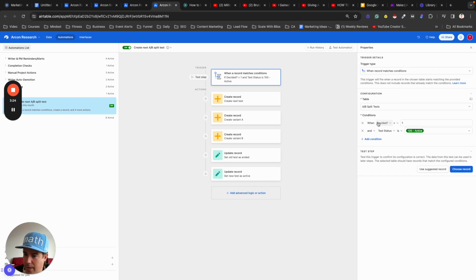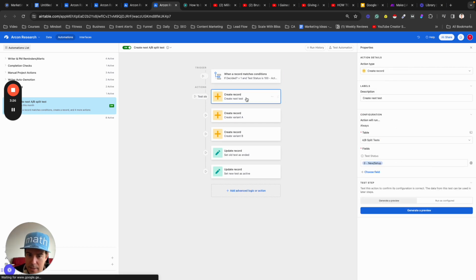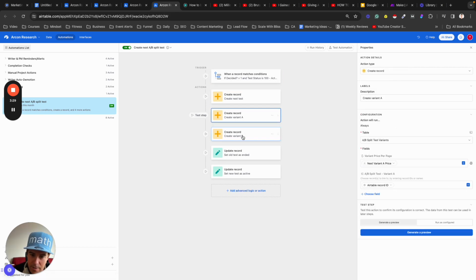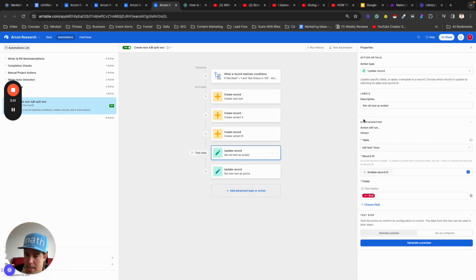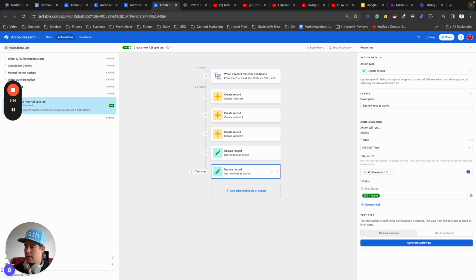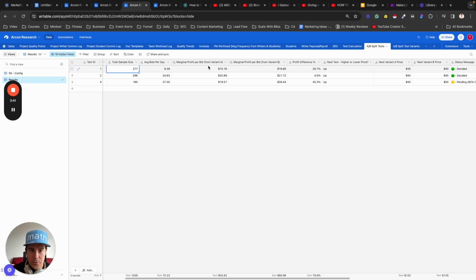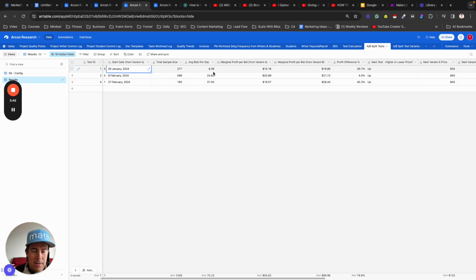when the decided flag turns on and the test status is active, it creates the new test record. It creates variant A and B, ends the current test, and starts the new test. So it's automatically always testing prices A versus B all the time. I thought this was so cool. If you run a business, I'm sure there are lots of different use cases here, but I wanted to share the methodology, because I think it's so interesting, seeing how we can almost double the profitability of a business. And this is literally in a few weeks.